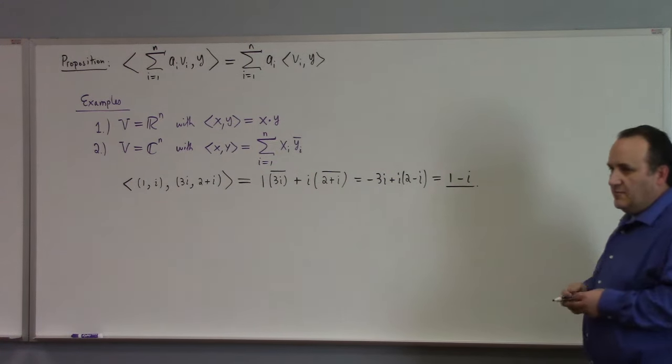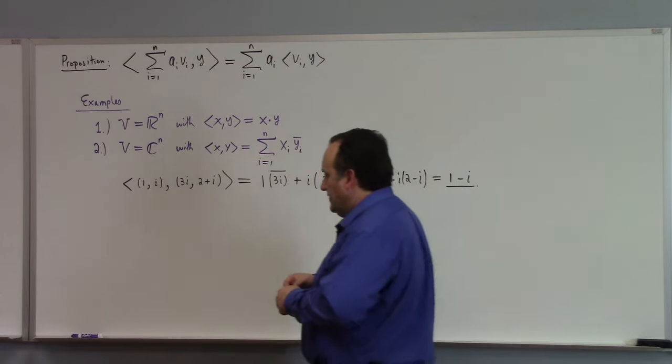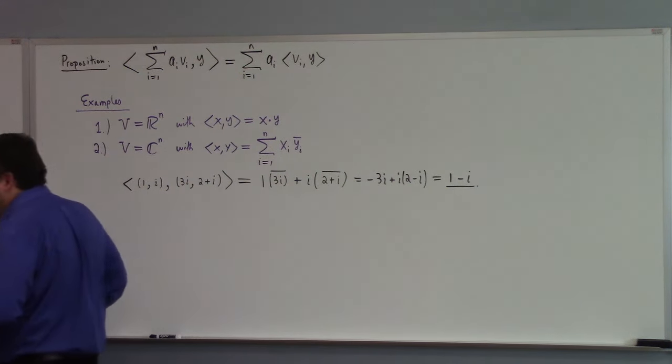So the inner product of two complex 2-vectors could be a complex number, and I have zero intuition for what that means, but there it is. All right? Nevertheless, that is an inner product. You can check the axioms.